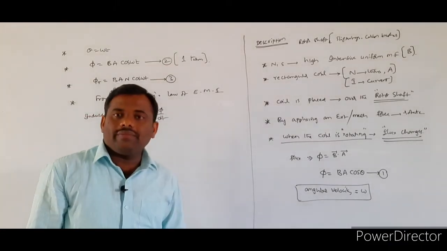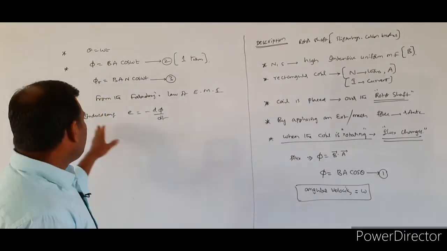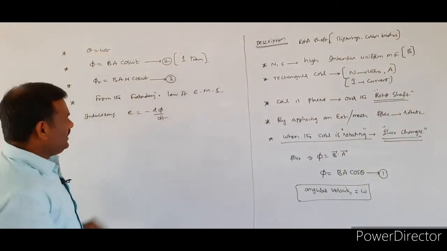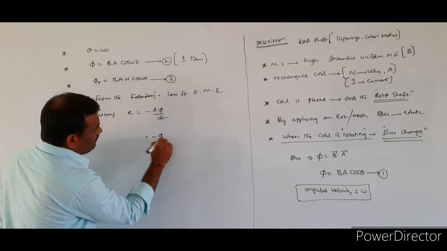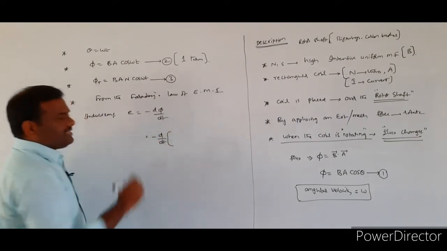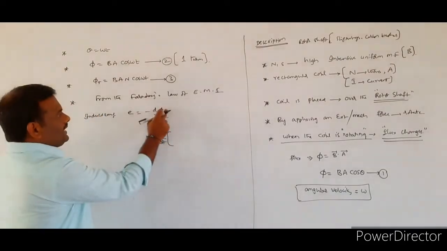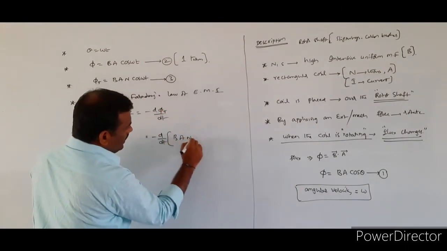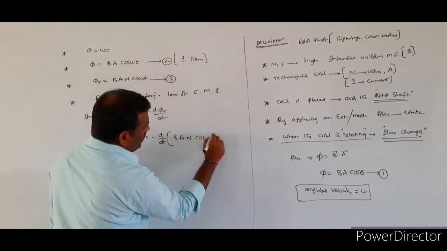So what is the fundamental equation for the induced EMF? E is equal to what? Minus d phi by dt. See here, minus d by dt of phi. So what is the phi? Total flux, BAN cos omega t.